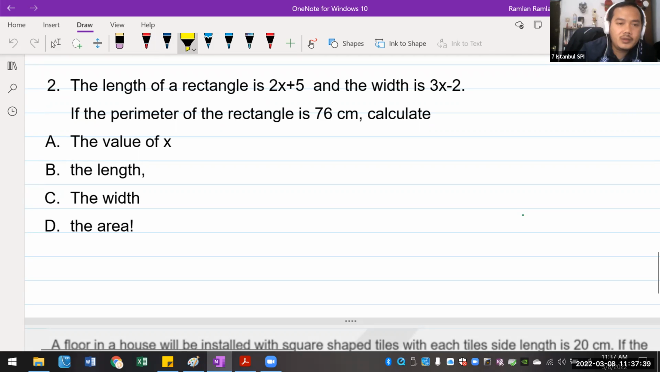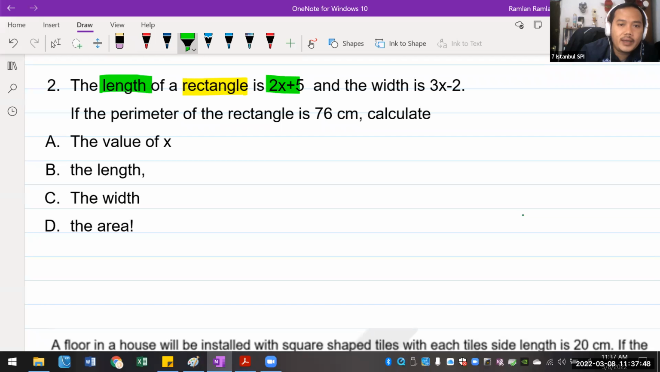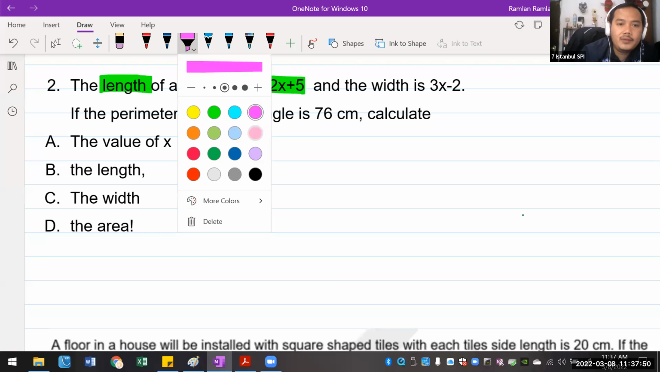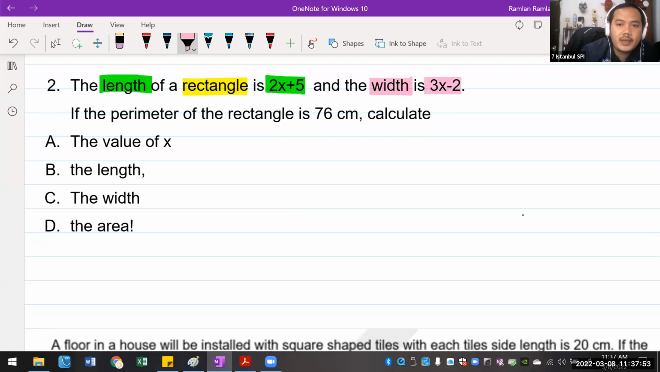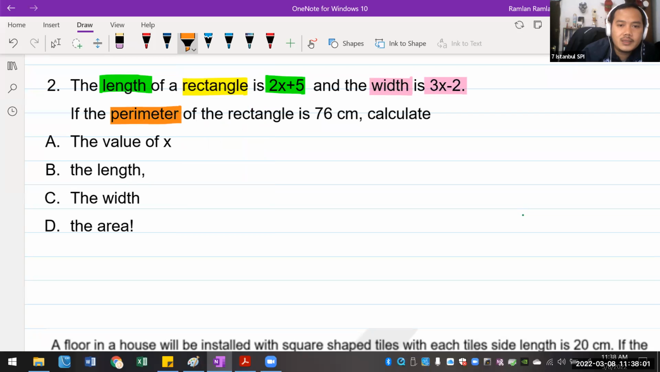So I'm gonna go here. The length of a rectangle. So we have a rectangle, right? And the length is 2x plus 5. And then the width is 3x minus 2. And another piece of information is that the perimeter is 76 centimeter. Notice that I am using different colors here so that you can connect. The green one, the length is 2x plus 5. And the pink one, the width is 3x minus 2. And it is a rectangle, and the perimeter is 76 centimeter.